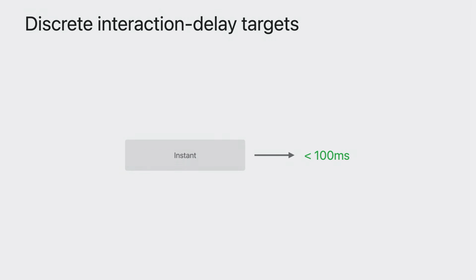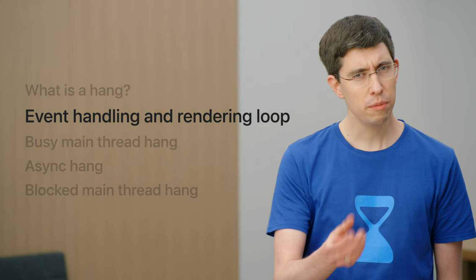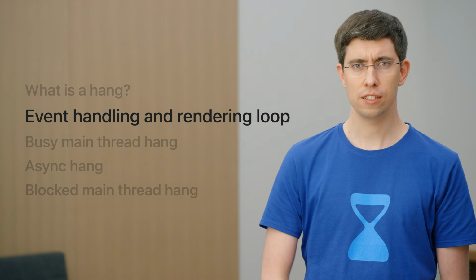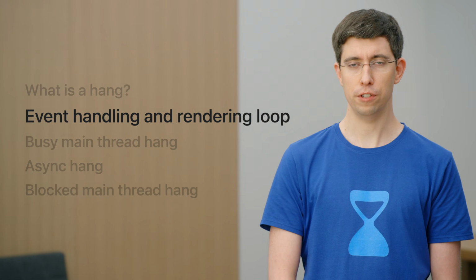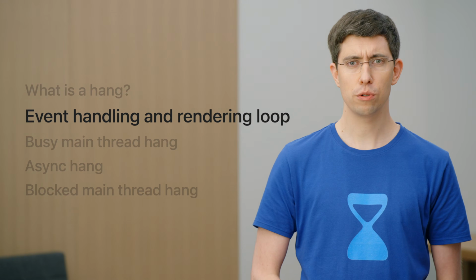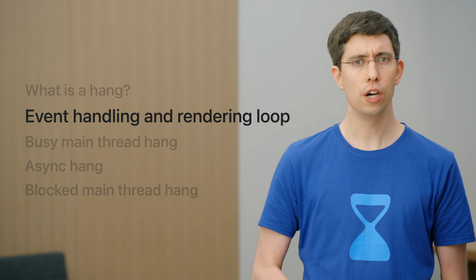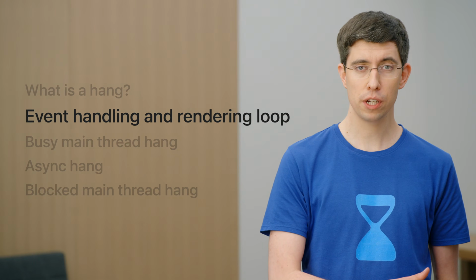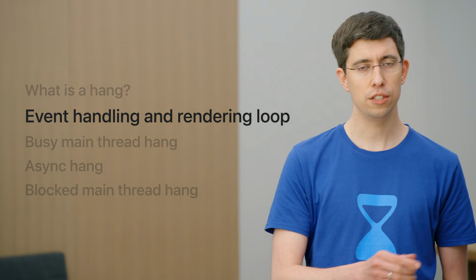So for the actual UI elements in our interface, we usually want to aim for this instant update. To enable our UI elements to react instantly, it is vital to keep the main thread free from non-UI work. To see why that is, let's take a closer look at the event handling and rendering loop to see how events are processed on Apple platforms and how user input leads to a screen update.